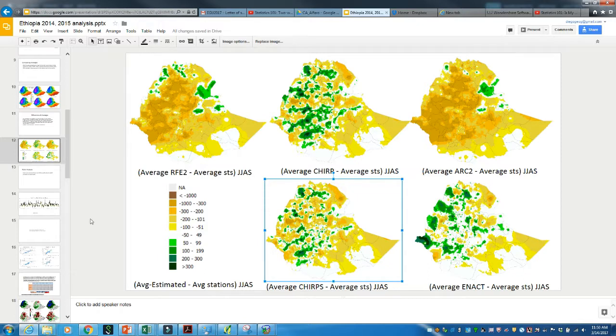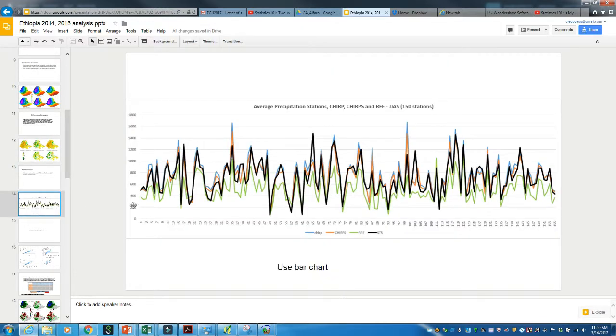Then for each of the stations, I extracted the values from each of the average rasters, and this is a plot of CHIRPS, RFE, and the stations. This plot should be in bars, but when I put it in bars, it's difficult to read. So what this is showing in green is RFE. This is not a time series. This is just for each station. So we see that in most cases RFE is lower than the value of the station in black.